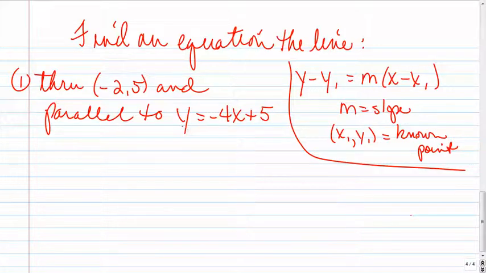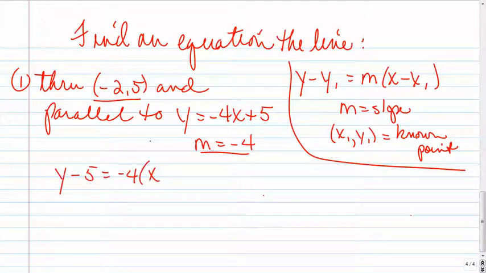Since this is parallel to the graph of y equals negative 4x plus 5, they're going to have the same slopes. And this equation is in slope-intercept form, so you can easily see that the slope is equal to negative 4. So we've got our point on the line, and we have the slope of the line, so we can find the equation of the line using the point-slope form. Just substitute in, I would say y minus 5 equals negative 4 times x minus a negative 2, which is plus 2.